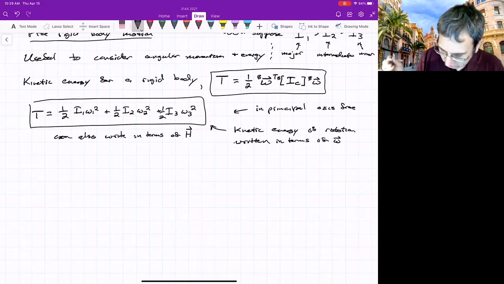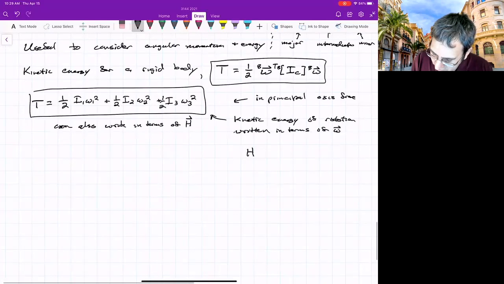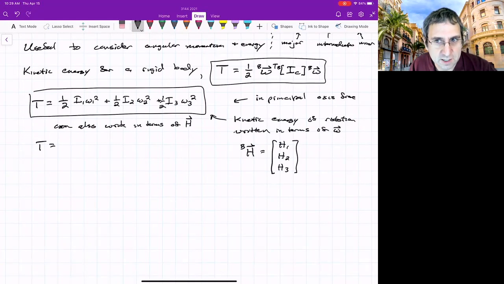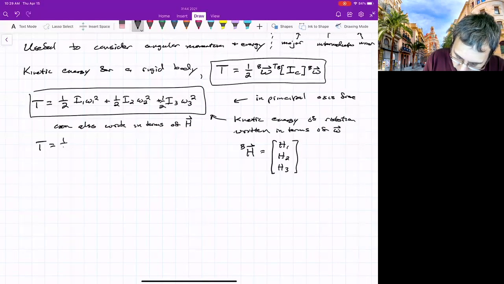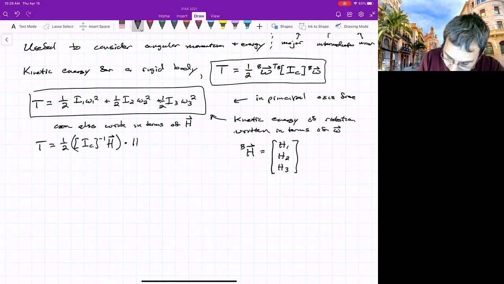And I'll just write it as H. It's about the center of mass. So if I write H, and I'm going to write H in the body fixed frame, just the components, because then it'd be easier to write. H1, H2, H3. T, we'll just use the formula we have that relates H and omega. So this becomes 1/2 I_C inverse H dotted with H. So it's a dot product of two vectors. And if you were to write it out, it becomes, I'll write it this way, H1 squared over 2I1 plus H2 squared over 2I2 plus H3 squared over 2I3.